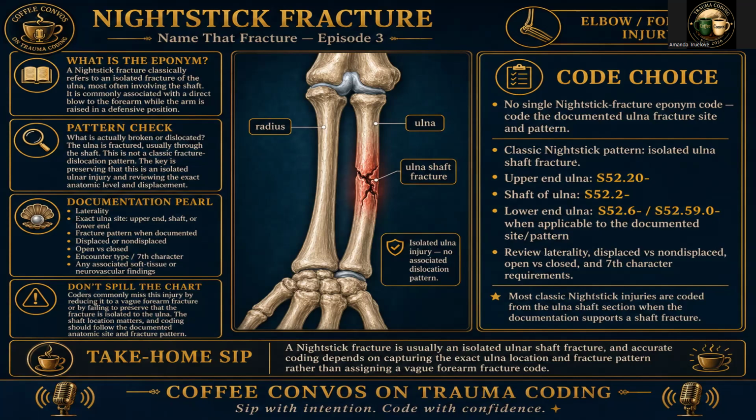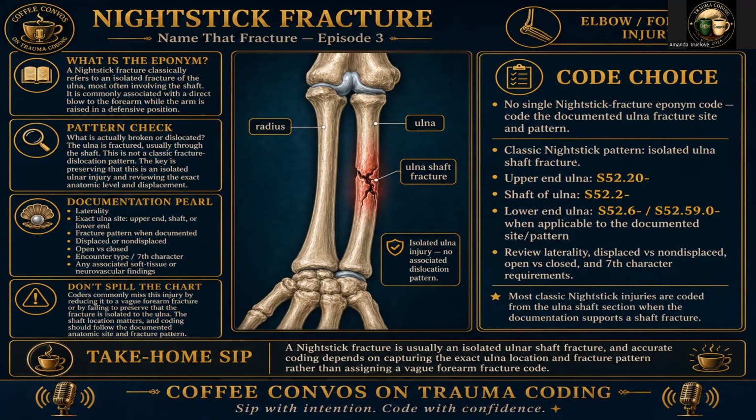Also looking to see if we have an open or closed wound pattern, and then whether there's displacement or if it's non-displaced, and then whether the fracture is truly isolated. So we want to trust, but we also want to verify. So if they call it a nightstick, we're going to verify that there are no associated radius, elbow, or wrist injuries. So really that word isolated is what matters most here.